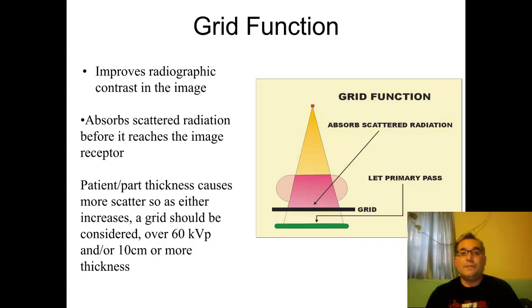So the idea is that our grid will improve radiographic contrast. Again, we're going to absorb some of the scattered radiation before it actually interacts with the image receptor. So here is our patient. Our radiation goes through the patient, interacts with the grid, and some of the photons are allowed to go through while others are not. Again, our consideration for using a grid is based on the part thickness. The thicker the part, the more exposure technique we need to use, especially kV, the more scatter we will be creating. So really we should consider using a grid when we are above 60 kV and/or above 10 centimeters in part thickness.